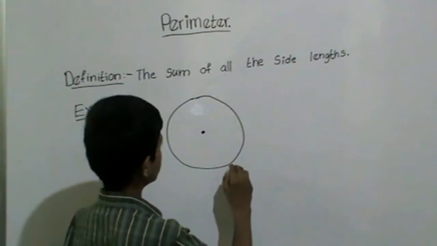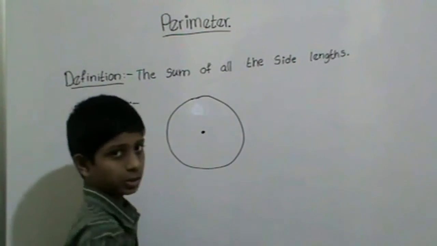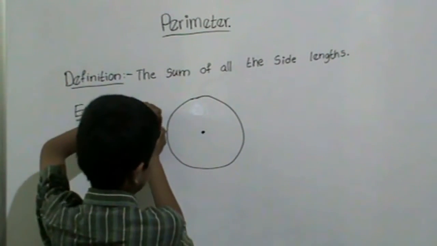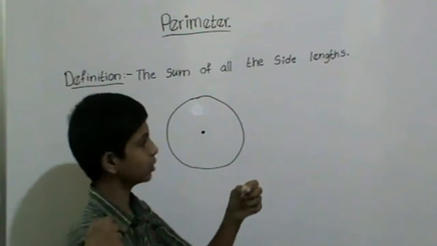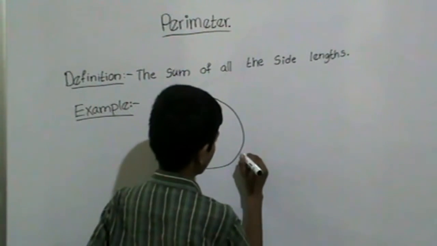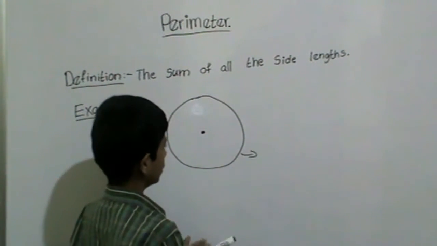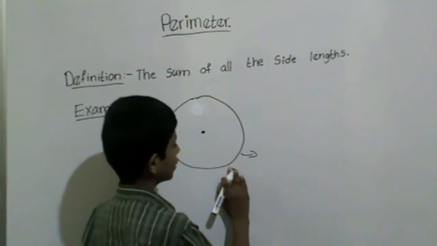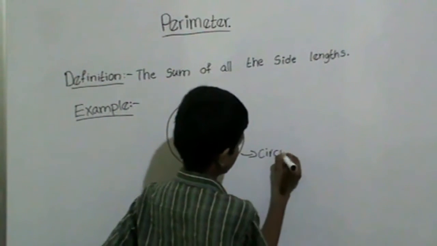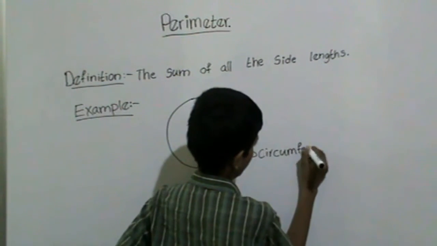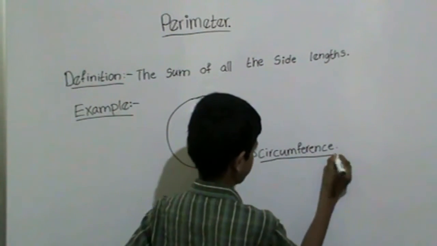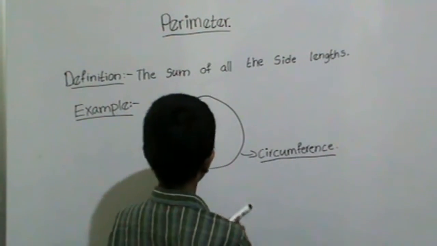To calculate the perimeter of any circle, you should take a thread, keep it at the edge of the entire circle, and measure the thread with a ruler. You will get the circumference of this circle. For a circle, the perimeter is the same thing as circumference. Okay?